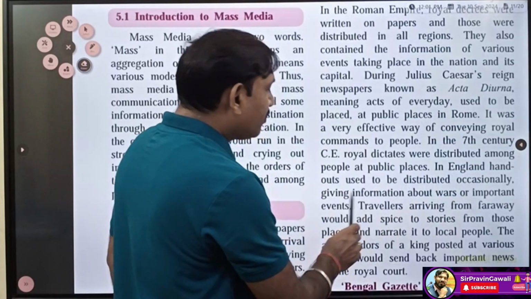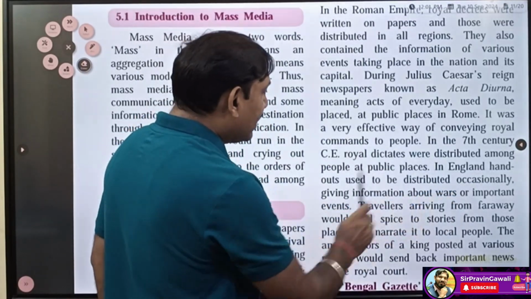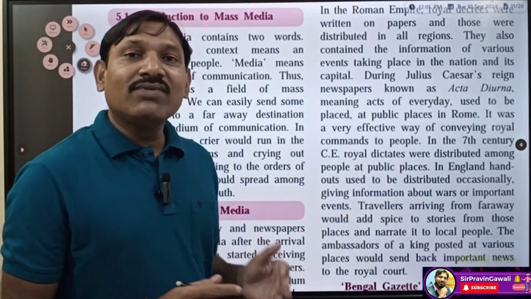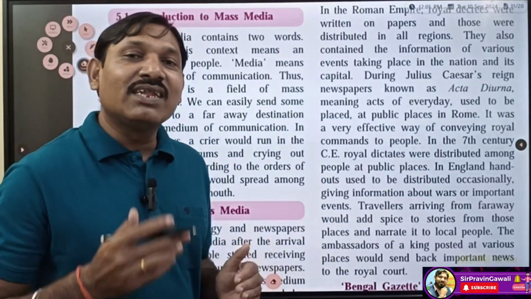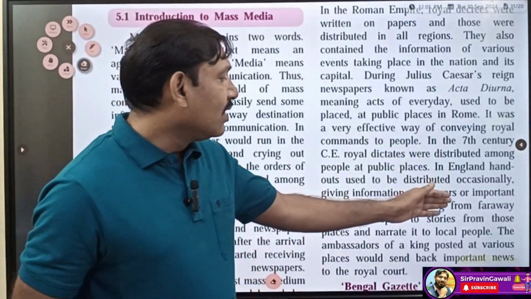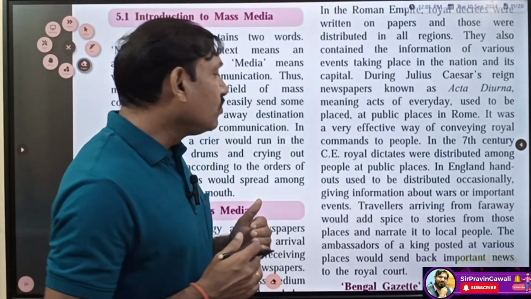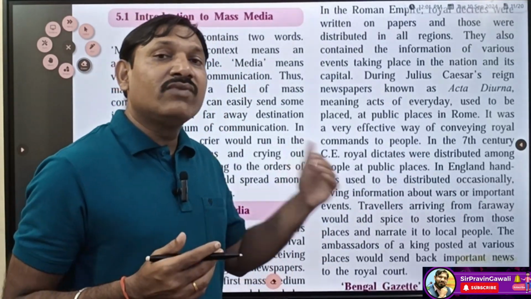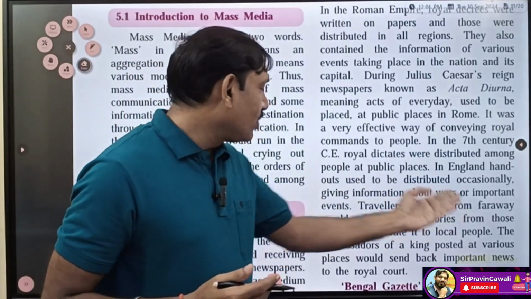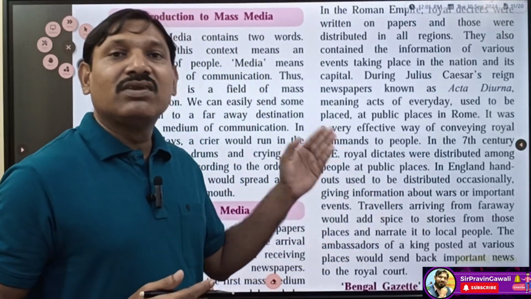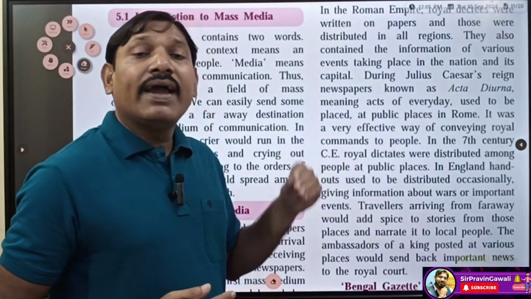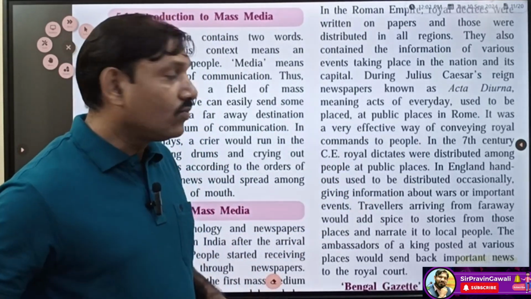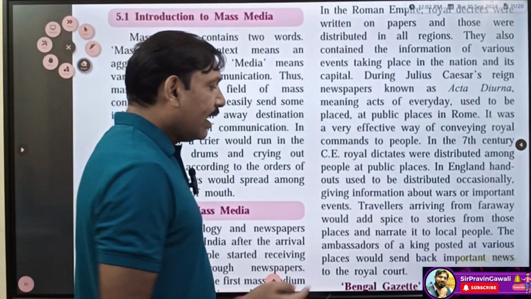In England, handouts used to be distributed occasionally, giving information about wars and important events. Now, in England, the ways of distributing or announcing the news were different. So in England, what happened? Occasionally, they used to distribute the information or news. Okay, students, so information about war or about any important event was distributed in England, and to distribute the information, they used handouts.